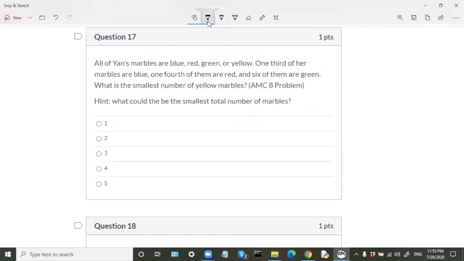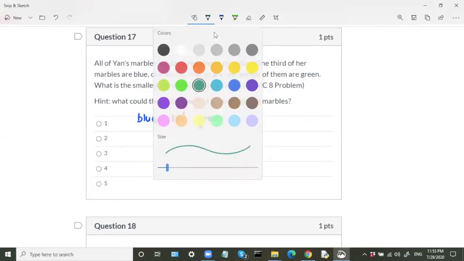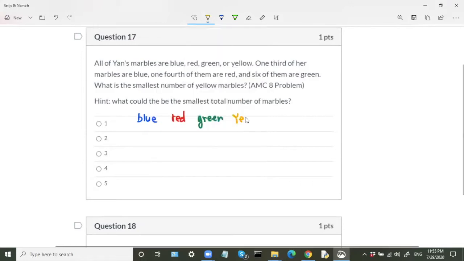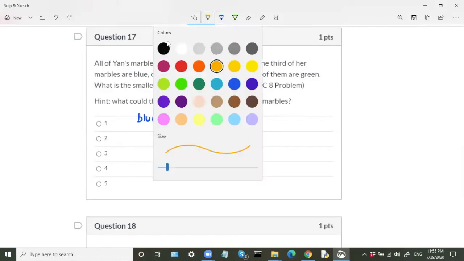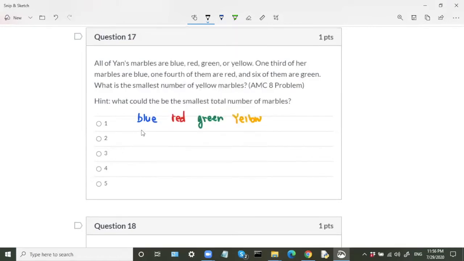Okay, so we have the marbles: blue, red, green, and yellow. Let's just organize the information. 1/4 are red. So we have 1/3 of her marbles are blue, red is 1/4, and the green are 6. So we need to know the smallest number of yellow marbles.